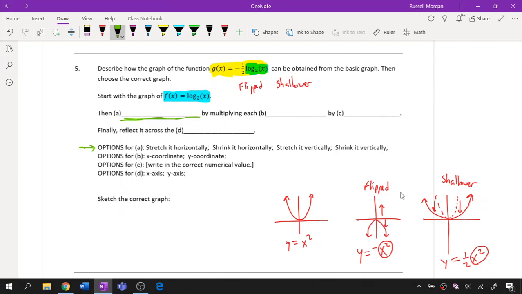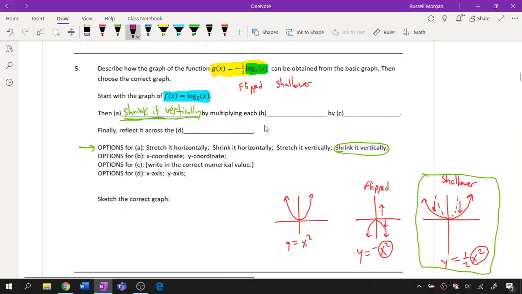Well, it looks like we're not talking about flipping yet. This has to do with this shallower part first. And we see here, we talked about it with the parabola, that it's going to bring it down. It's going to sort of shrink it in the vertical direction. So that is our first option here: shrink it vertically. Then, what about this other one?